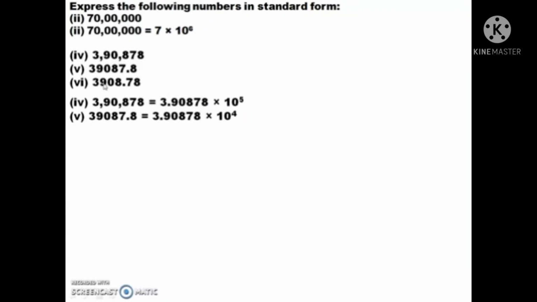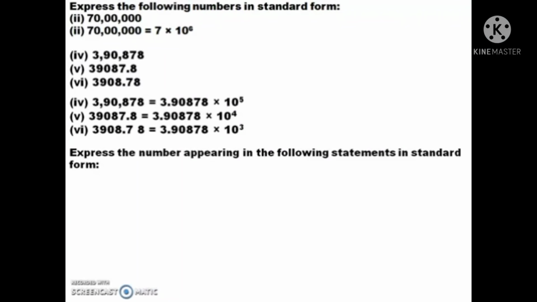So this one, how will you write, children? 3908.78. You are not counting this; you will count this: 1, 2, 3. So the answer is 3.90878 into 10 raised to 3.